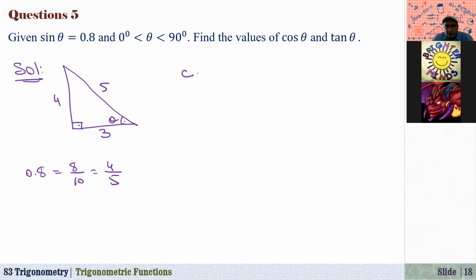Now from here, cosine of theta is equal to adjacent side over hypotenuse, that is 3/5. And how about tangent of theta? Tangent of theta is equal to 4/3.